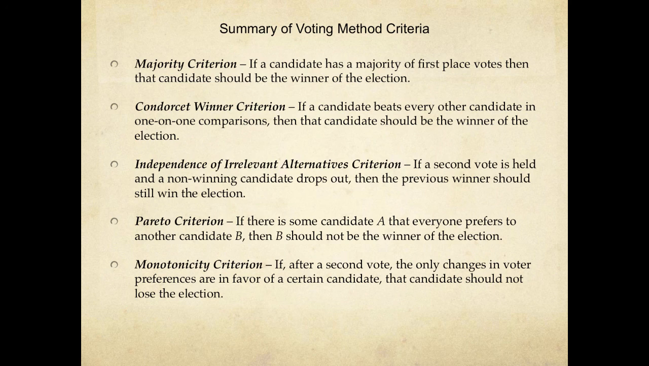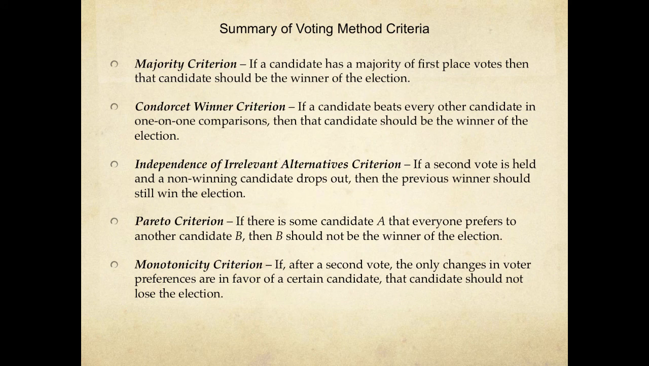Independence of irrelevant alternatives criterion. This condition says that if a second vote is held and a non-winning candidate had dropped out, then the previous winner should still win the election. We'll see that plurality fails this one as well.